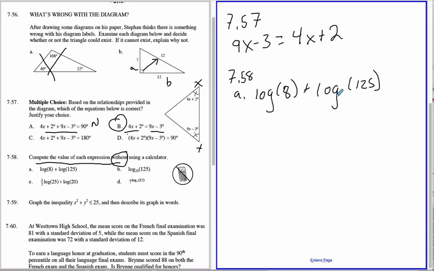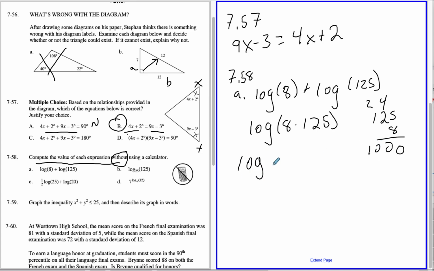Both of these are base 10, and there's a plus sign in the middle. So our formula says we keep the same base, we can multiply these together. So it's 8 times 125. Fancy pantsy without a calculator here. 125 times 8: 0, 4, 16, 20, 8, 1,000. So we have log of 1,000.